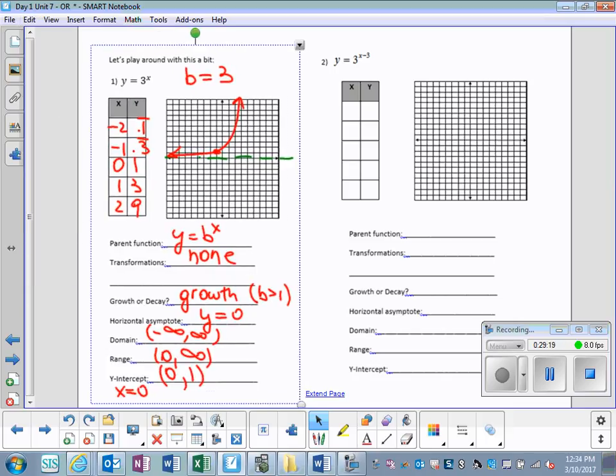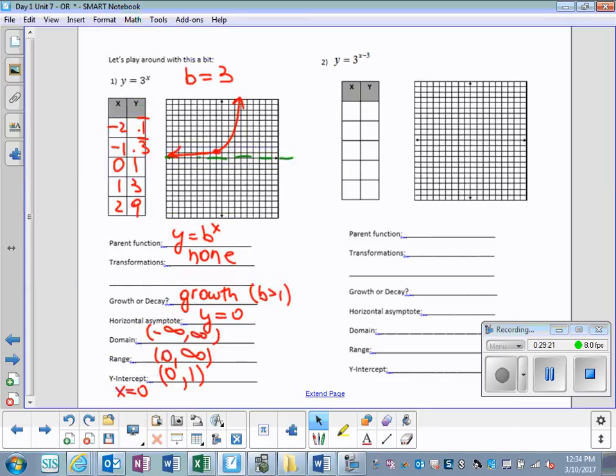So now, let's do the second example. Y equals 3 to the power of x minus 3. So what is my b? Still 3. So what is my parent function? Y equals 3 to the power of x. Minus h. No, the parent function for this one, right?